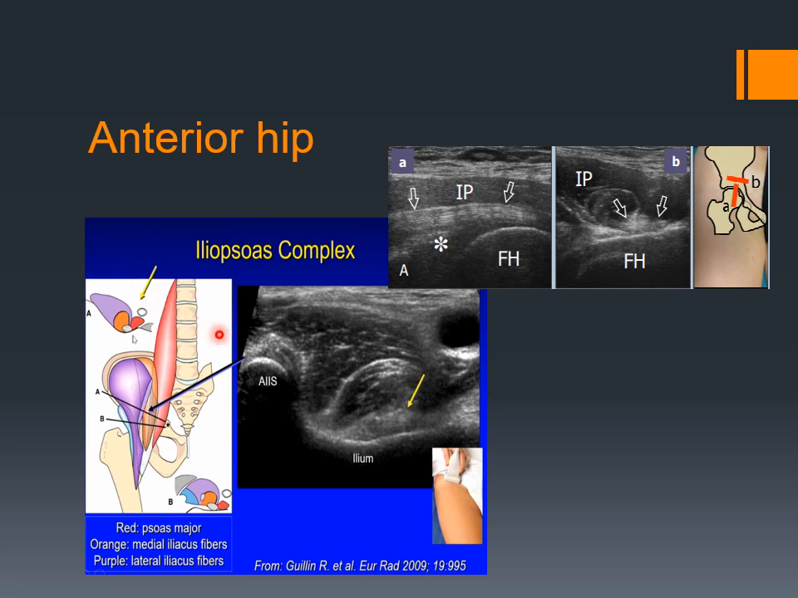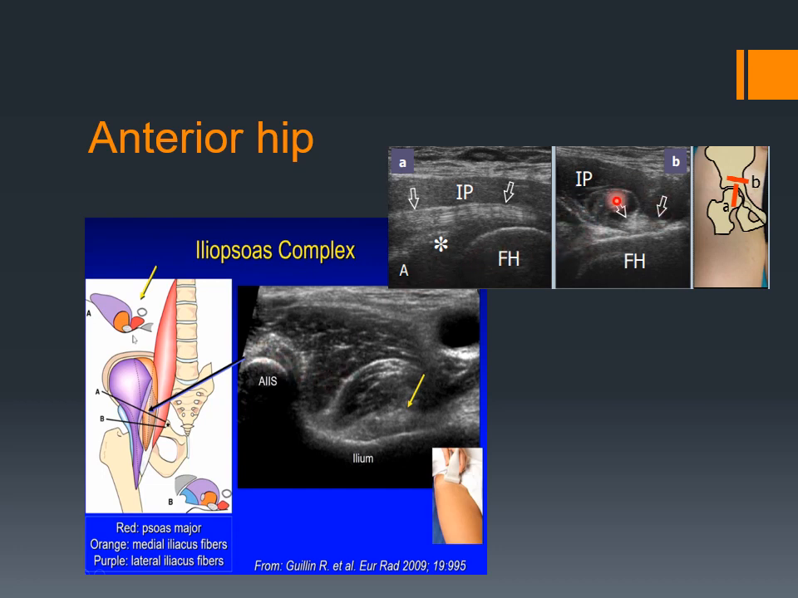Continuing with the anterior hip, if we extend the examination upwards to the right iliac fossa, here we can see the iliacus muscle, the lateral fibers, the medial fibers, and the iliopsoas muscle. Taking a cross-sectional image here, we see the lateral fibers of the iliacus, the medial fibers, the iliopsoas muscle, and the iliopsoas tendon. And this is the anterior inferior iliac spine with the direct tendon of the rectus femoris muscle.